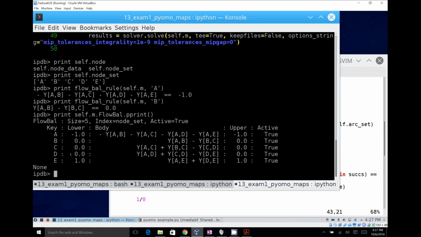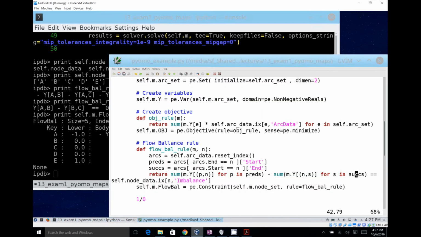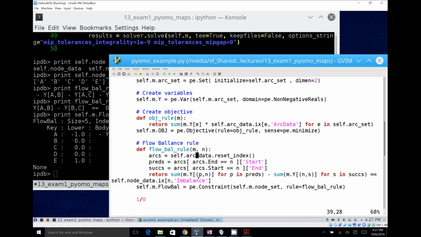Does that make sense? Did we create the flow balance thing? Yeah. So how did I create it? I created it right here. After defining the flow balance rule function, which creates the expression for each node, right here I'm saying Pyomo, create a flow balance constraint, and in it I passed in the set of nodes. So what I'm telling Pyomo here is run a for loop, iterating over these nodes, calling this function for each one of them to build these constraints. Does that make sense?